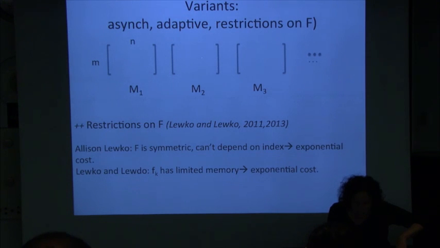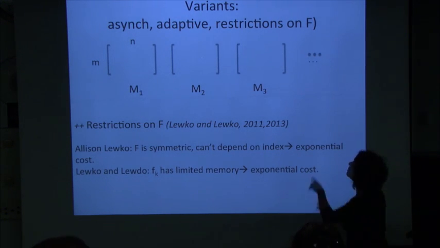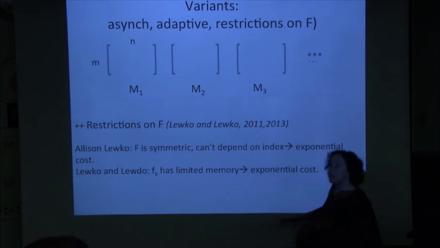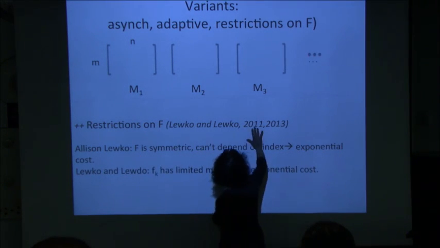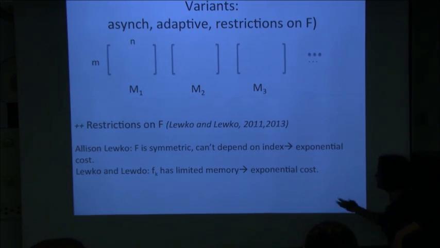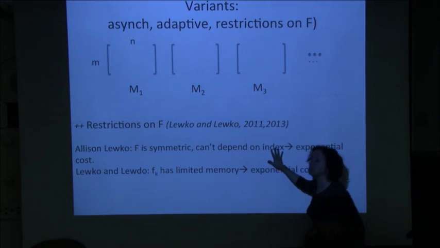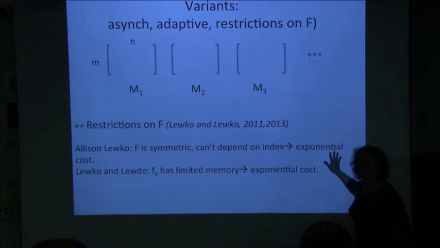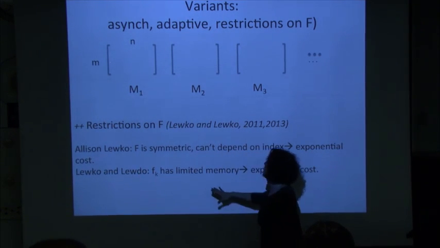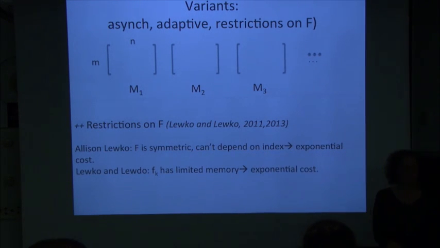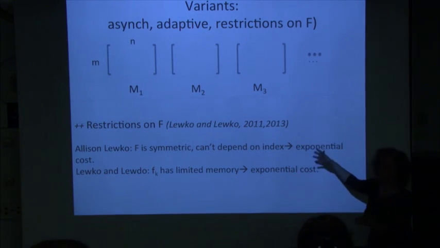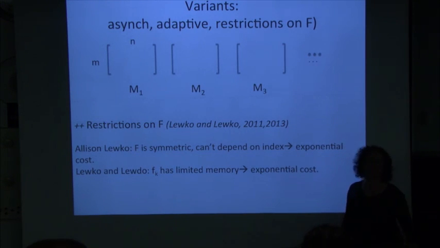Okay. So what do we have? Restrictions on F, which brings up the work of Lucco and Lucco. And I'm not sure these dates are quite right. Allison Lucco is actually the first one, and Lucco and Lucco is the second one. I don't have the exact statement. This one is F has to be symmetric. It can't depend on the index of the columns. And that implies exponential cost. And Lucco and Lucco: F of k has limited memory, so it can't rely on the whole stream, the whole sequence. But how it's limited, I don't have an exact description, because it doesn't fit in with my model. So I'd have to translate it into my model. And that also requires exponential cost.